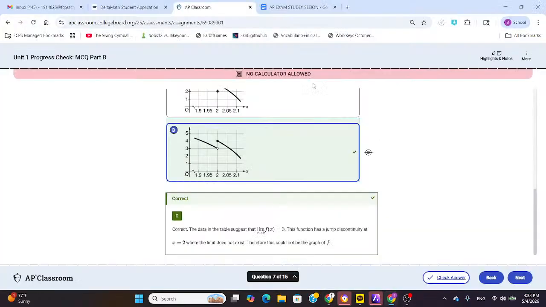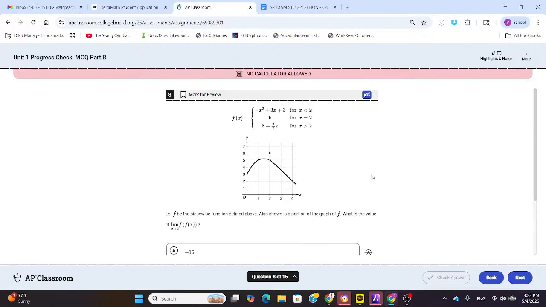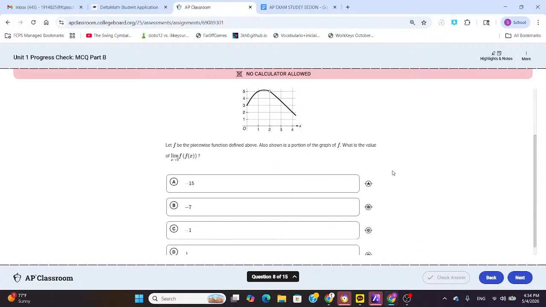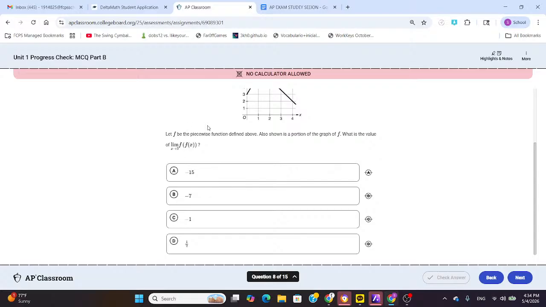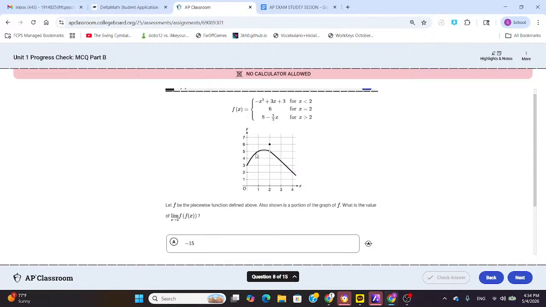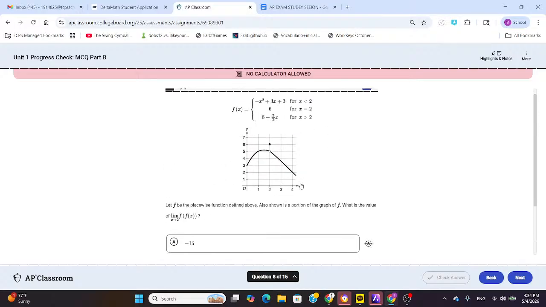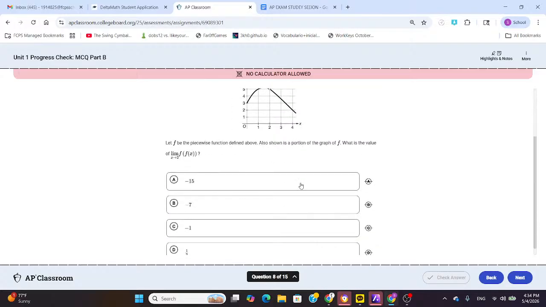My bad, I'm getting a little distracted here, but on to the next one, number 8, a piecewise function. Very classic. Let f be the piecewise function defined above, also shown in a portion of the graph of f. What is the value of the limit as x approaches 2 of f of x? So f of 2 does not exist. Oh, f of 2 is actually 6, it's the black dot. And then f of 6, I would assume, is 1/2.